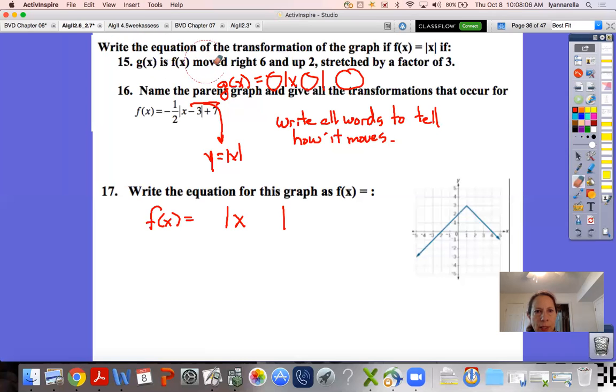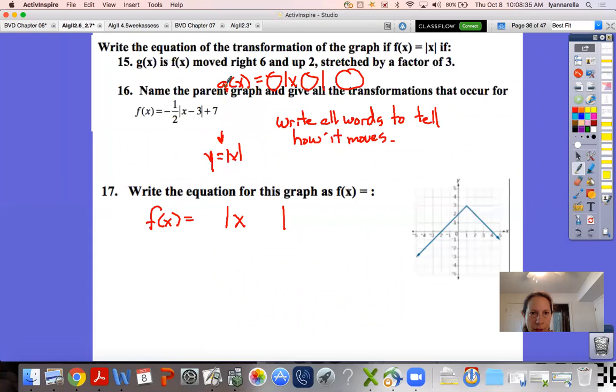Okay, so for this one, they say write the function that is the parent function f of x is the absolute value of x. So I've got an absolute value of x, where the new function is moved right 6, up 2, stretched by 3. So you are going to have to put those new numbers in this formula, and they all go in a specific place. Here, your parent is y equals absolute value of x, and write all the words that tell me what the negative does, the 1/2 does, the -3 does, and the 7 does.